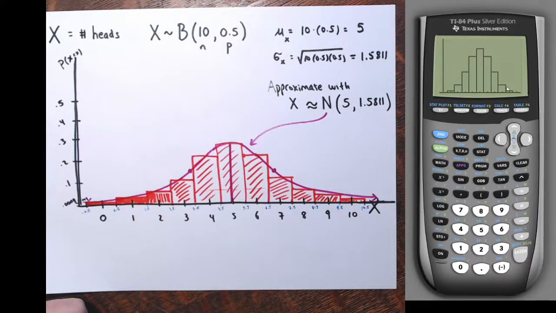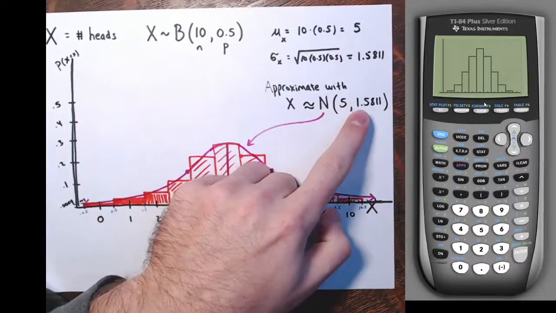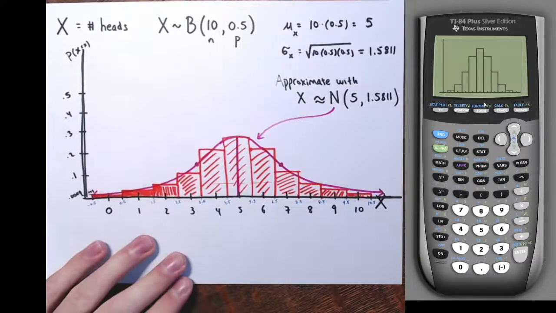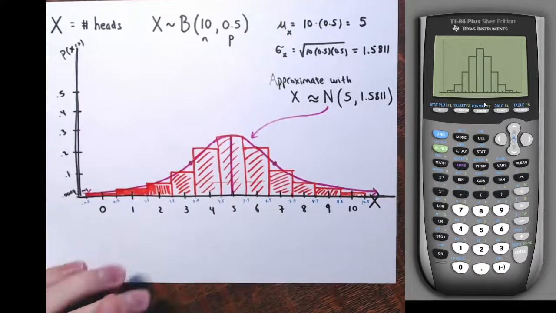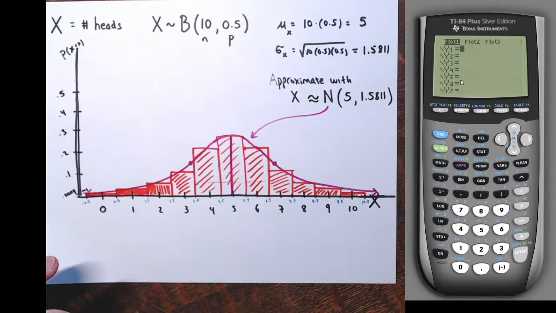And now what I'm going to do is put in over this, like on my drawing, the normal curve with a mean of 5 and a standard deviation of 1.5811. Now, how do you do this? How do you graph a normal curve on your 83 or 84 calculator? So here's how you do that. You go y equals, and I've got plot 1 on. Plot 1 is blackened up here. That's our histogram.